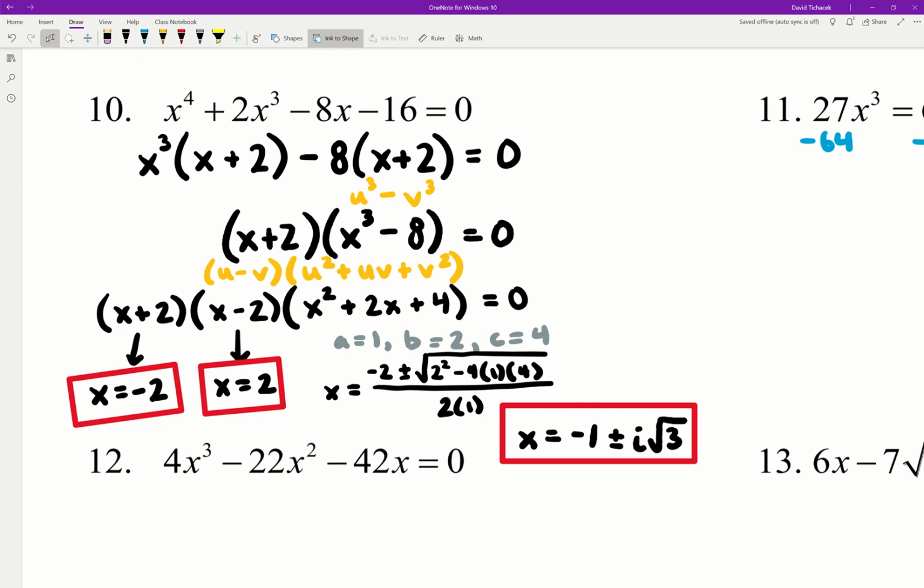We have x plus 2, we have x minus 2, and then we have this trinomial factor, x squared plus 2x plus 4. That is not something that factors itself, so we are going to have to use the quadratic formula to figure it out. And of course, here you're going to get some complex solutions for that.